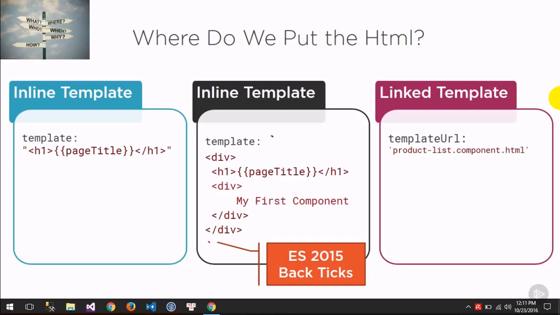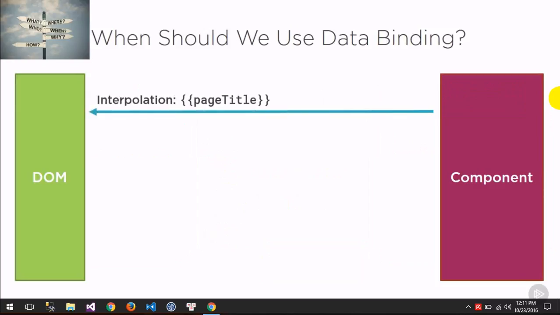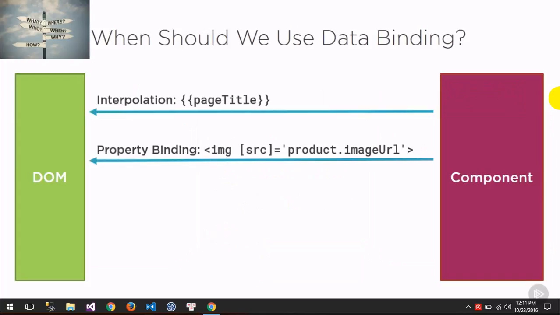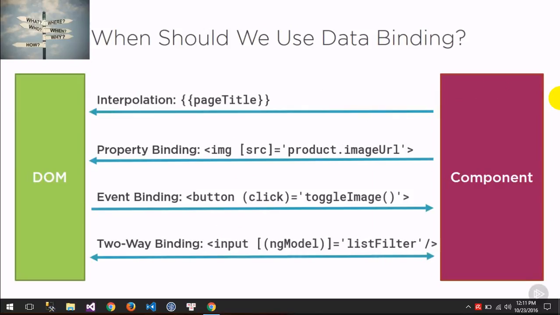the metadata. When should we use binding? Anytime we want to display a component class property value in the view. When we want to control the DOM by setting a DOM element property in code. When we want to respond to user actions. And when we want to display a component class property and update the property when the user makes a change.